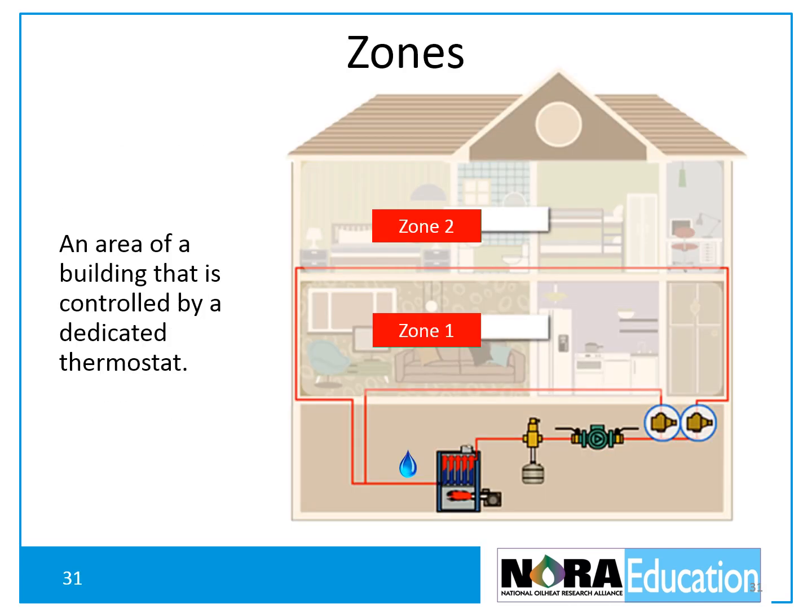Zones. A zone is an area of a building controlled by a dedicated thermostat. A common residential zoning system has one zone for the first floor and another for the second floor. This system requires either 2 thermostats, 2 flow valves, and 2 circulators, or 2 thermostats, 2 zone valves, and 1 circulator.